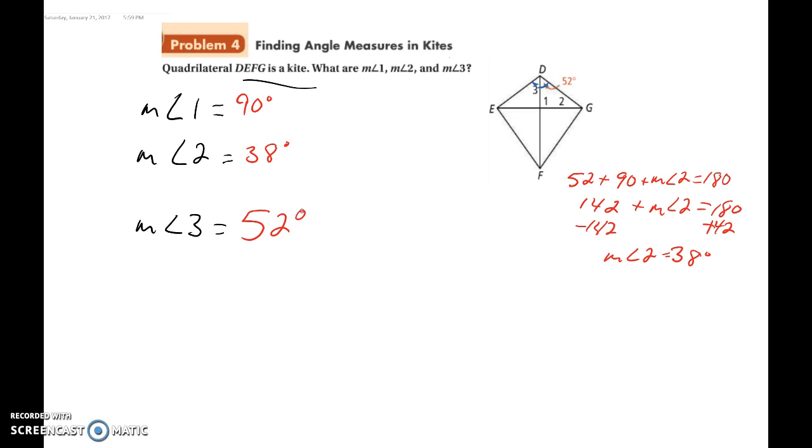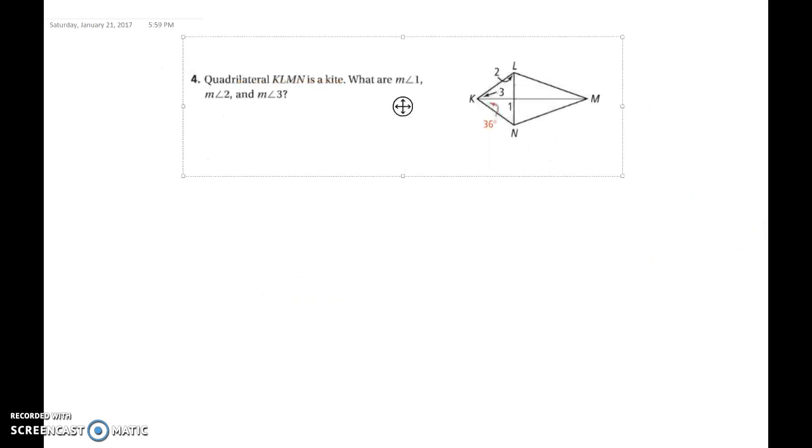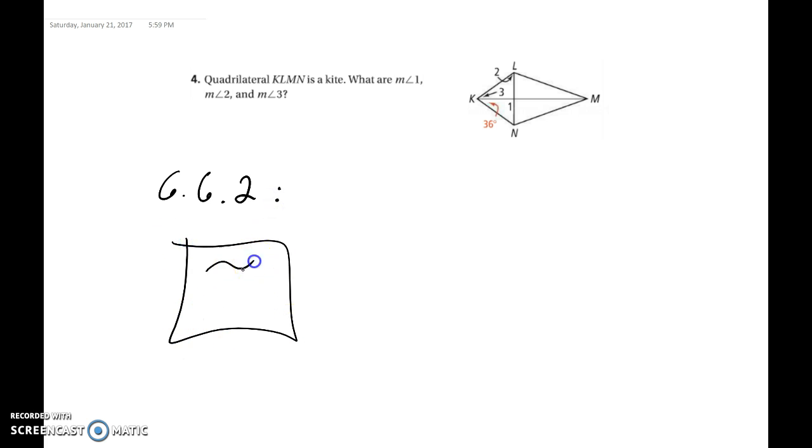So that's the last question I'm going to go over with you guys. This one here, you guys are going to do yourselves, and you're going to hand in. This is section 6.6.2. You'll hand this in on your notes. Remember, take a picture, write it out, and then take a picture for me. It's just a little bit easier that way. You don't need to show me all your notes. You just need to show me this answer.